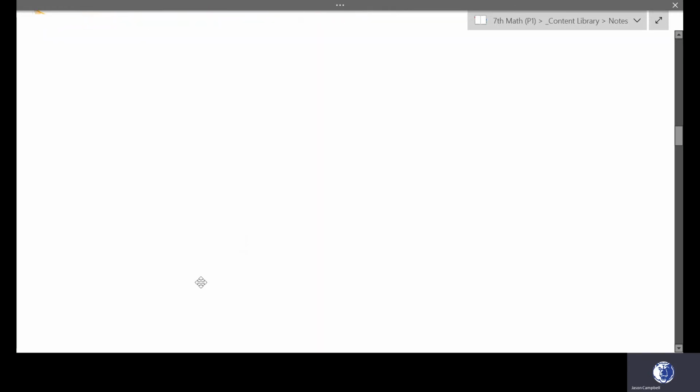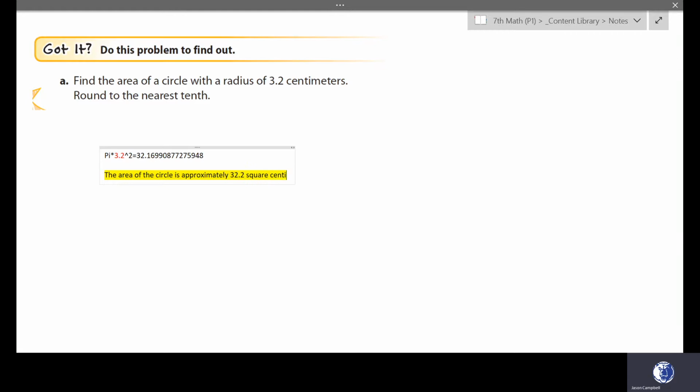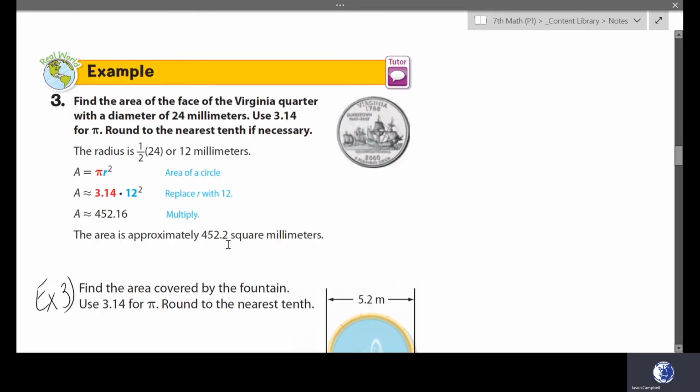Go ahead and try Got it A, and then resume this video when you're done. Got it A says find the area of a circle with a radius of 3.2 centimeters, round to the nearest tenth. So 3.2 gives us a circle with an area of approximately 32.2 square centimeters. Hopefully you got that correct. Let's look at example 3.